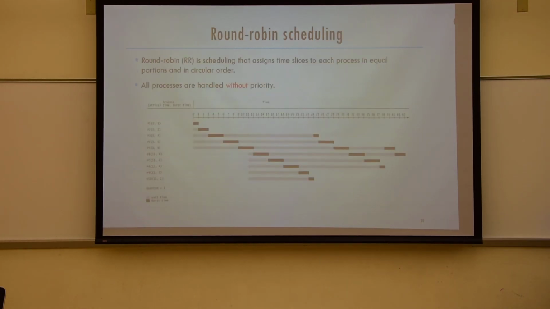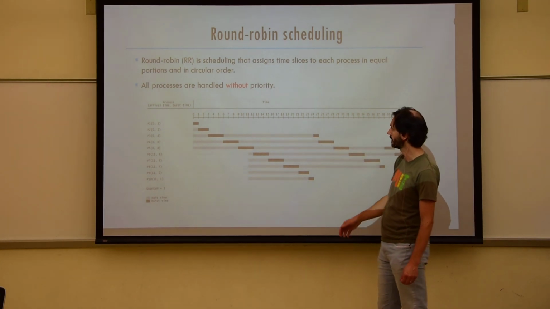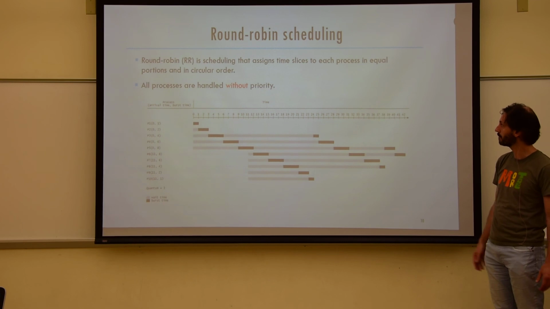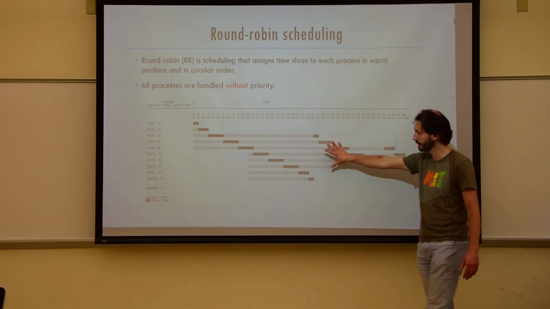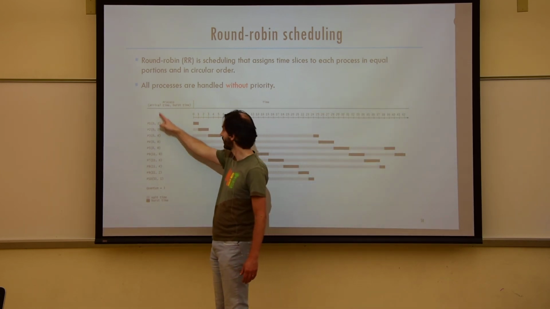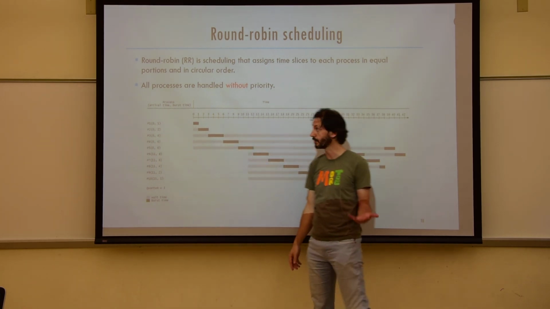A round-robin scheduling scheme is static in the sense that it just assigns time slices to each process in equal proportions and in circular order. Here we see an example, and here we see the arrival time and the burst time. So you have arrival times, and you have a certain amount of time that each task needs to compute.